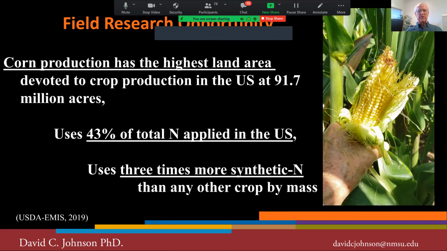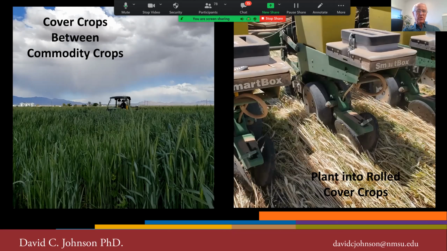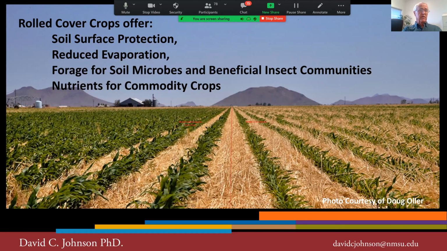We were able to get a field research opportunity with corn, looking at how this would benefit corn production. We implemented cover crops between commodity crops, and then we rolled those covers and planted the corn into it, and we would inject the biology, the compost extract, into the furrow at planting. We reduced evaporation in this system. We protected the surface. We also saw these cover crops offer a forage for soil microbes and beneficial insect communities, and also nutrients for your commodity crops.